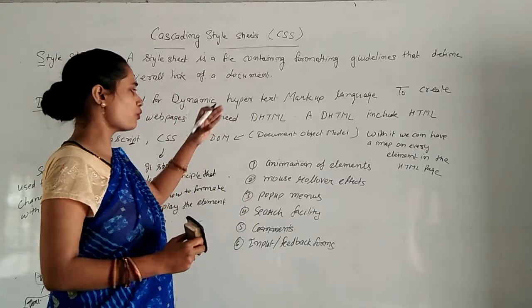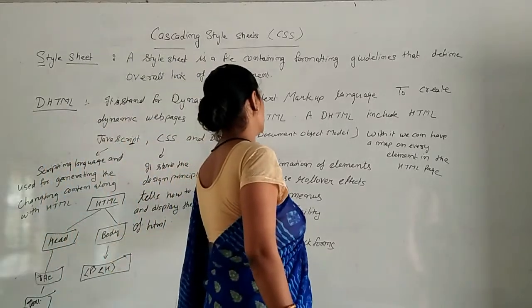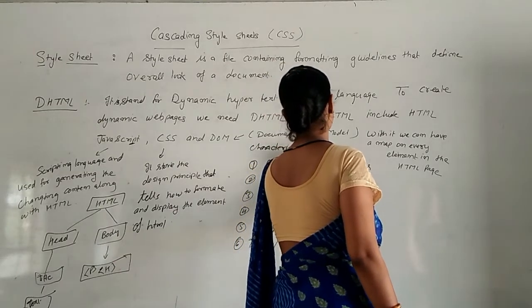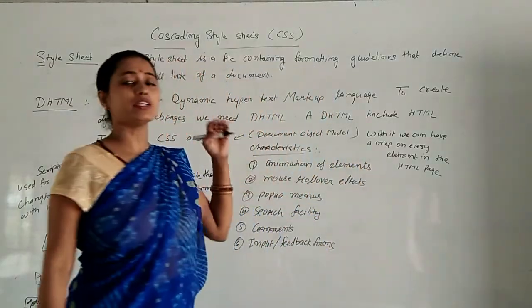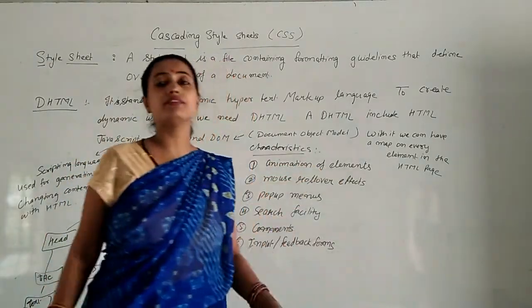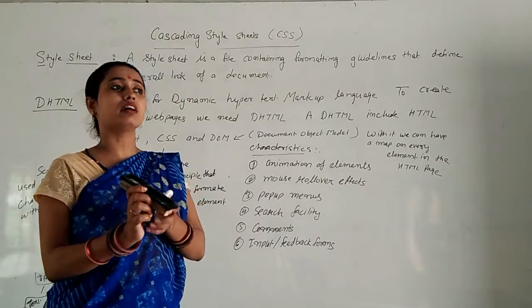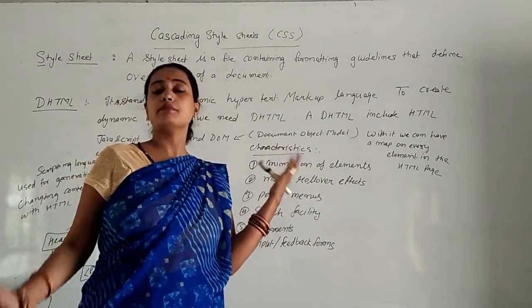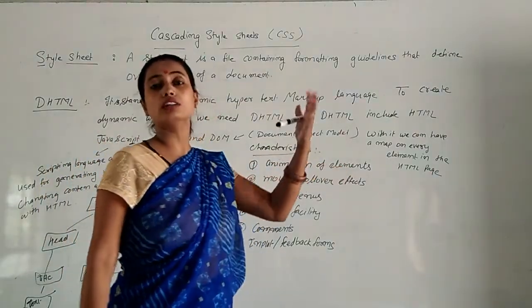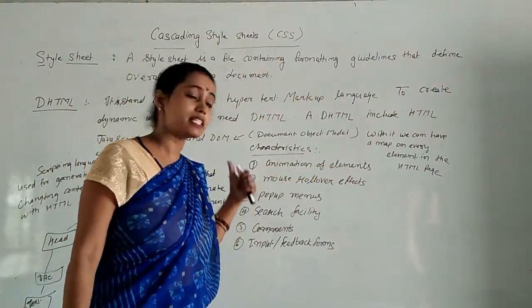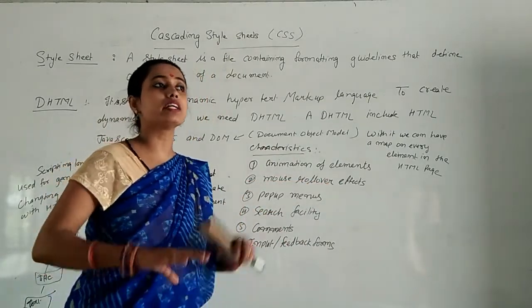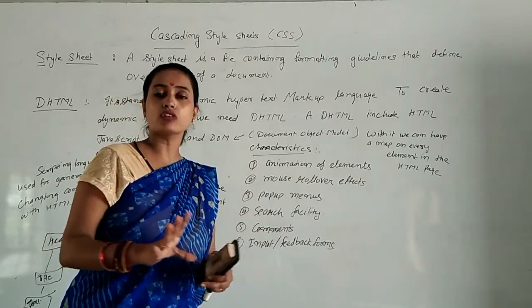Okay, so we have some characteristics here of the DHTML code. By using DHTML, we can create animation of the element. Sometimes you think one picture is moving, some animations are there. So we can create animation effects on the element by using DHTML. Mouse follower effect, like sometimes you are clicking some part and it is moving. So these are the mouse effects.